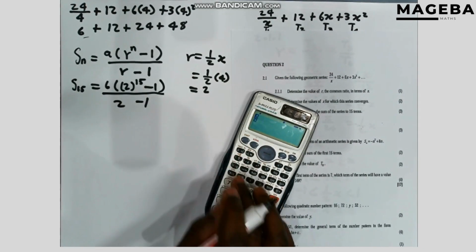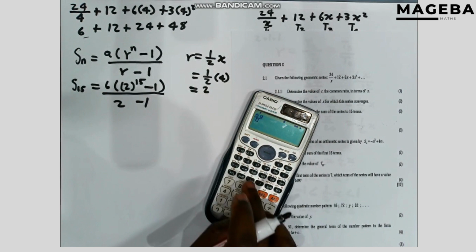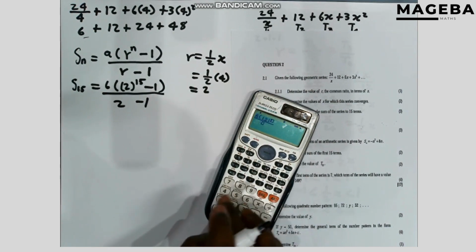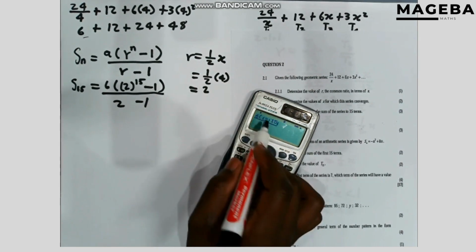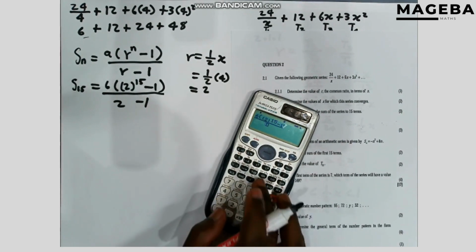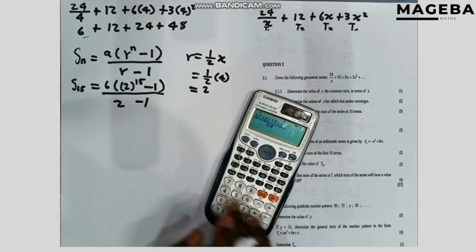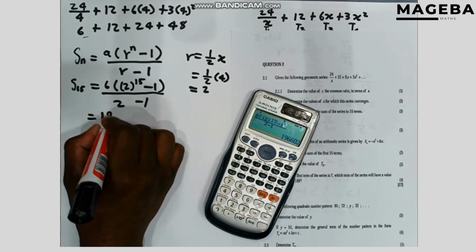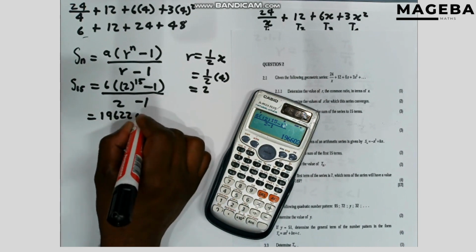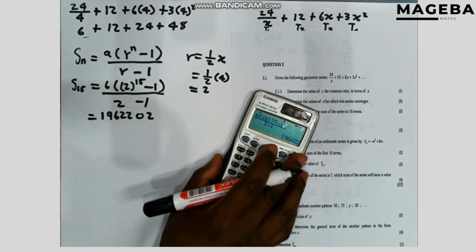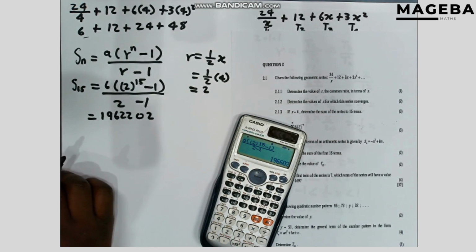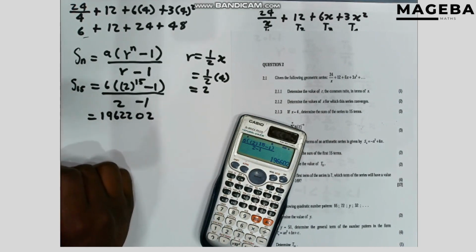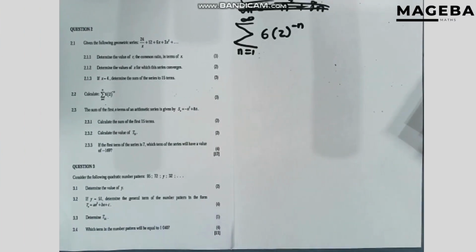Take our calculator, substitute 6 into 2 into 15. Don't forget these two brackets here, then minus 1, and then 2 minus 1, then the sum of 15 terms is just 1962202. This is the sum of our 15 terms. I hope everyone understands. Continue with 2.2, where they give us the sum of the infinity.